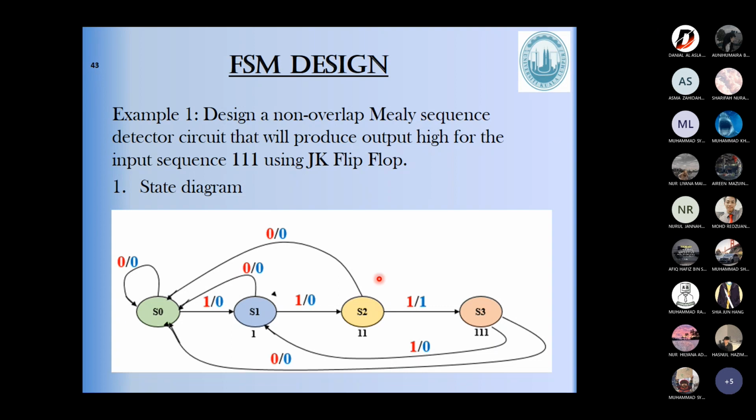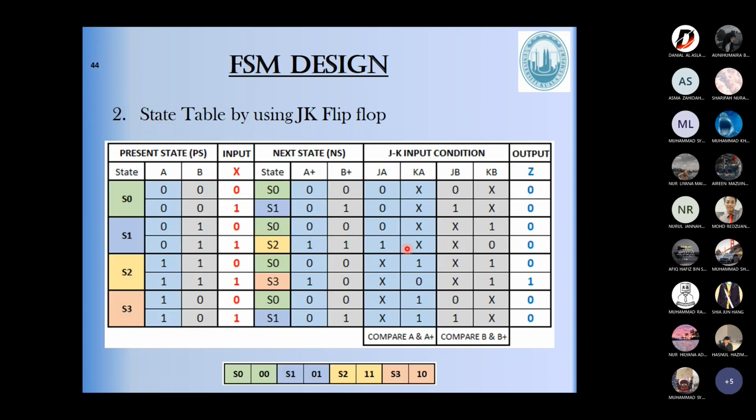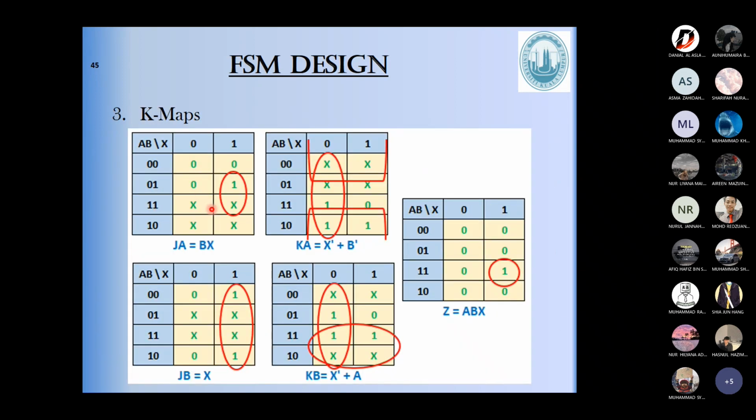Why? If this diagram is wrong, your next state will definitely be wrong, the JK input will be wrong, and your K map will be wrong. So that is almost what we don't want. Right? That's what we really don't want.